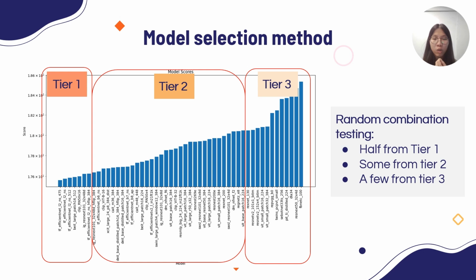If we simply concatenate all model features, it will be extremely large. Therefore, we proceed to further group the feature sets together. We ran our benchmark initially on all 52 chosen feature sets. The result is summarized in this graph. As you can see, the performance of the individual models ranges from 17.56 to 18.53. We divide them into 3 tiers. Tier 1, models with score less than 17.6. Tier 2, less than 17.9, and Tier 3 are the remaining models. After that, we perform random combination testing, where we choose half from Tier 1, some from Tier 2, and a few from Tier 3. After experiments in the 2 steps above, we derive the final set of 26 models and 1 tabular feature set across 3 different groups.